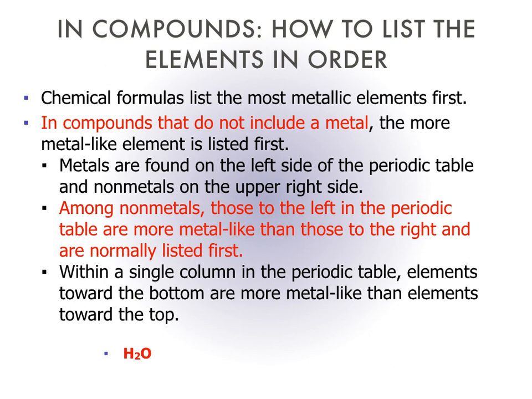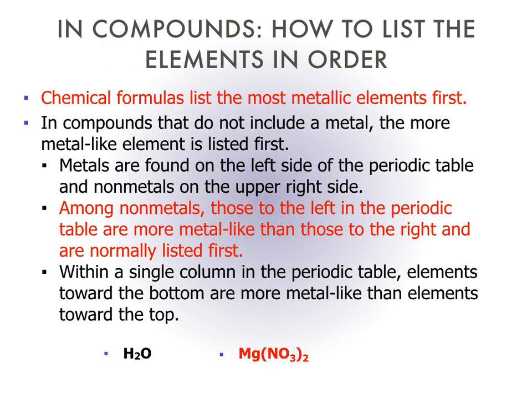So, example, water, H2O. This compound does not include a metal, all right? So we have to list hydrogen first, because hydrogen is on the left side of the periodic table. So it's technically more metal-like, it has more metallic character than oxygen. So hydrogen is going to go first, and then oxygen.